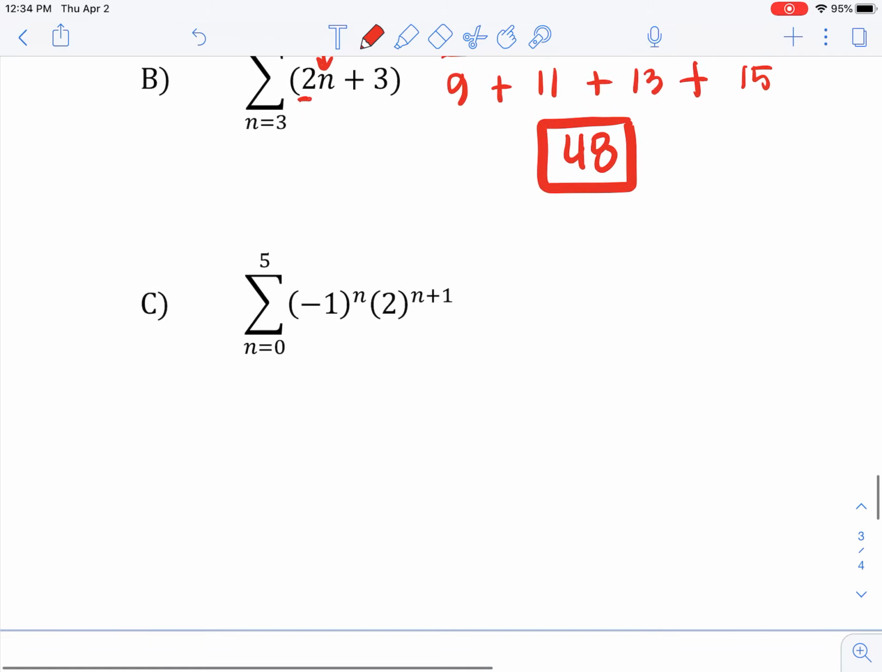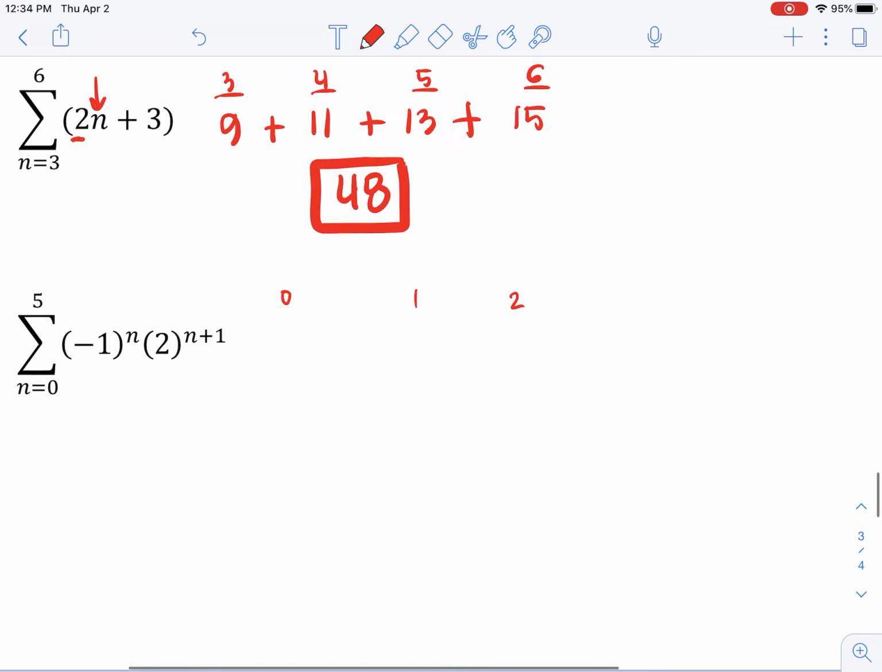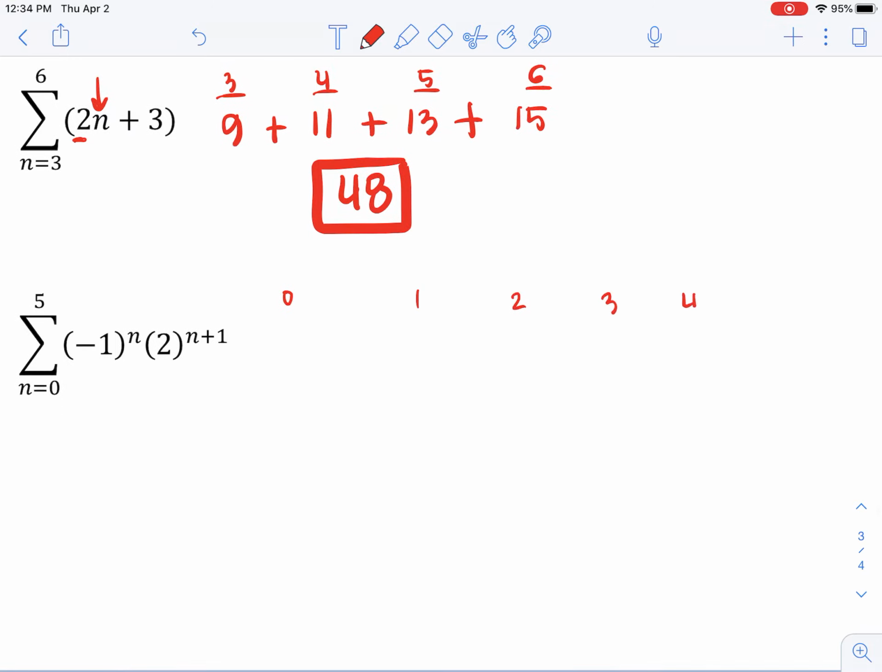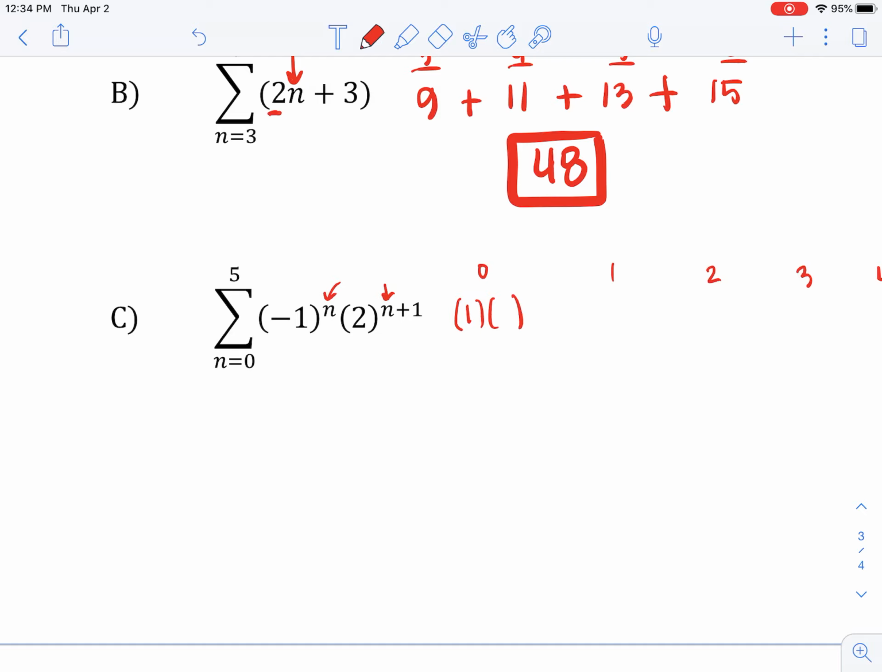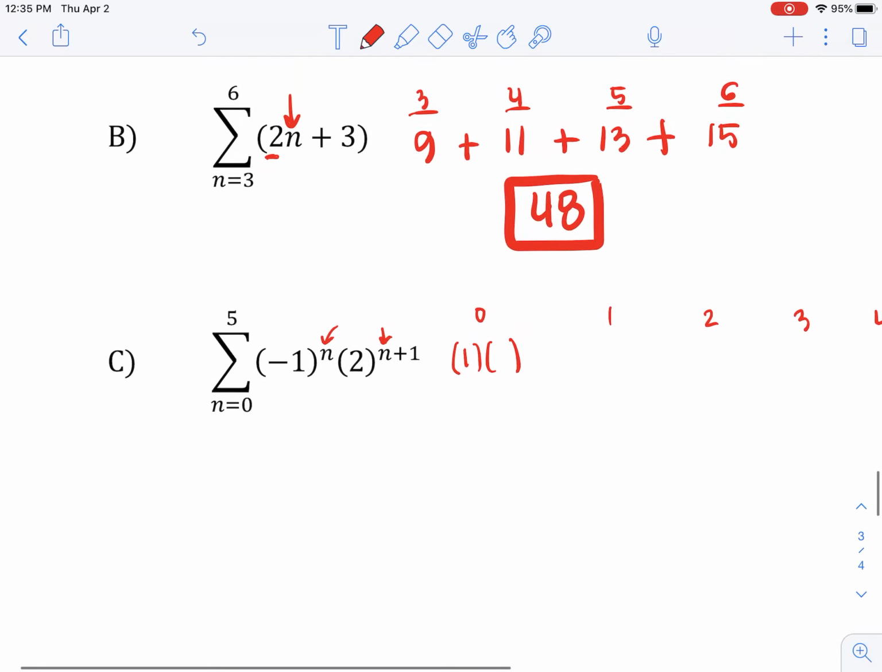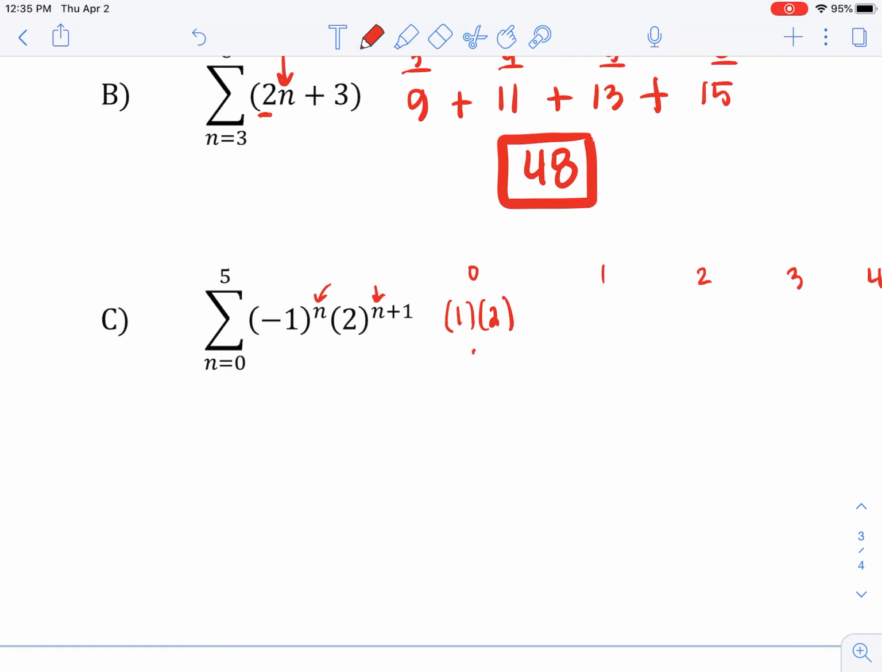All right, here we're plugging in 0 through 5: 0, 1, 2, 3, 4, and 5. Let's start off by plugging in 0. We have to plug in 0 into 2 places, here and here. So I'm going to get 2 things, and then I'll multiply those to get my final answer. -1 to the 0 power is 1. Anything to the 0 power is 1. And now I'm going to plug in 0 for that exponent. So 0 plus 1 is 1. 2 to the first power is 2. 1 times 2 is 2.